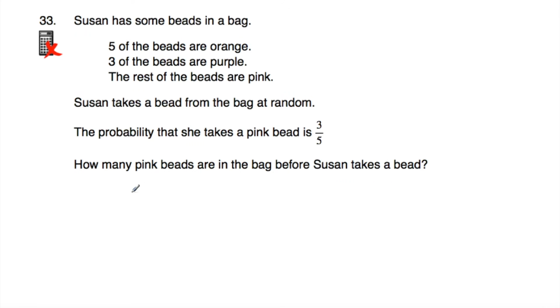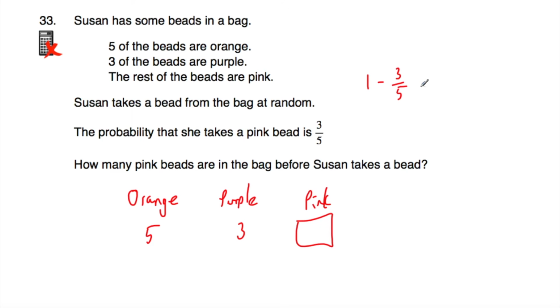So first of all, we're told in the bag there's orange beads, and there's 5 orange beads, and there's purple beads, and there's 3 of those, so there's 3 purple beads, and there's pink beads, but we don't actually know how many pink beads there are, but that's what we're trying to find out. Okay, now we know the probability that she takes a pink bead would be equal to 3/5. Now I'm going to take that away from 1. I'm going to do 1 minus 3/5. And if we do 1 minus 3/5, well, 1 is 5/5, and if we take away 3 of the fifths, we're left with 2/5. And that makes sense because 3/5 plus 2/5 is equal to 5/5, or 1.